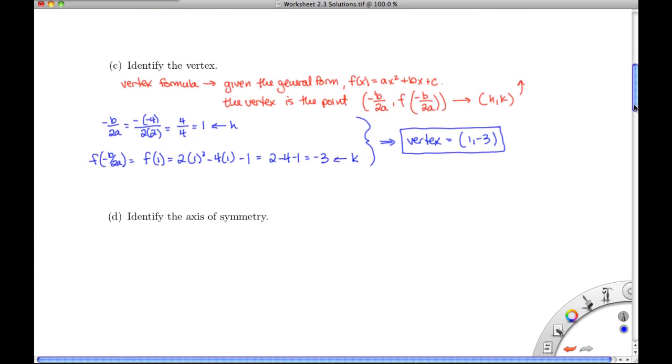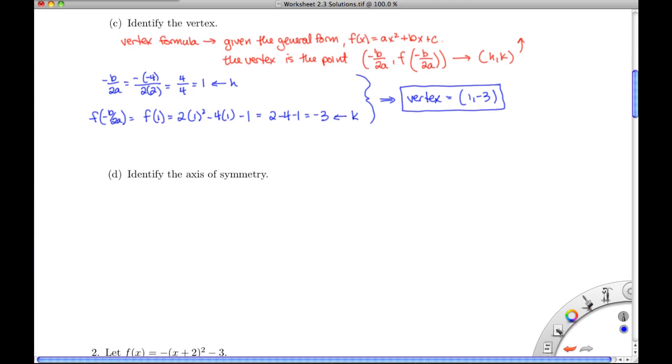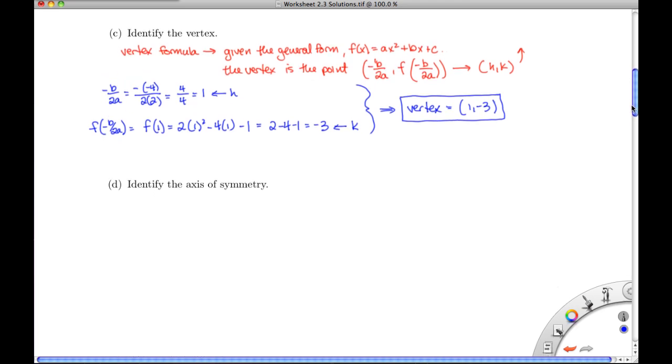Okay, so now we'll go down to our last question, and this asks us to identify the axis of symmetry. Now, we know that quadratics look like parabolas, and they're symmetric from left and right. It's got that sort of vertical symmetry going on. So the axis of symmetry defines the line that cuts that in half. In general, the axis of symmetry is always going to be equal to the line x equals h, where h is the x-coordinate of our vertex.